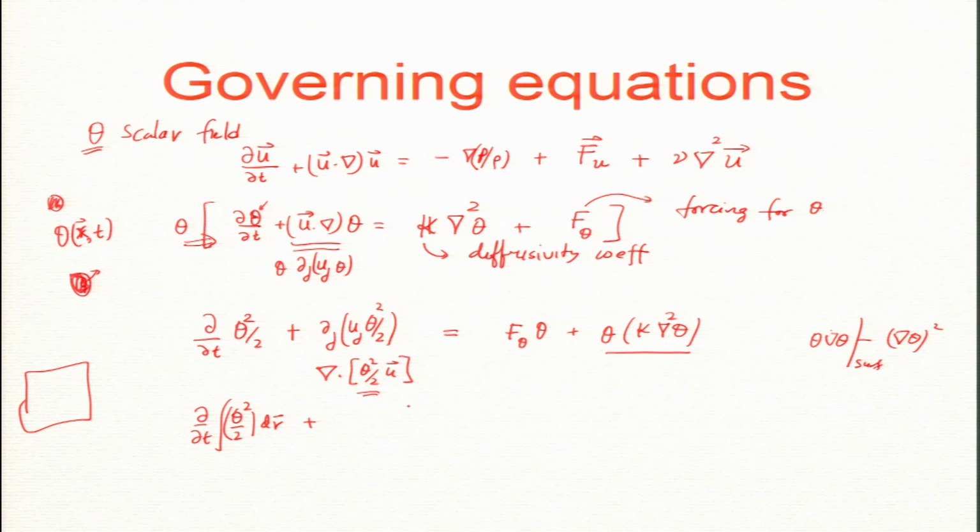What is this for periodic boundary condition? Integral of this is 0. With periodic boundary condition, I apply Gauss theorem, so it will be surface integral. Left surface, right surface will cancel, top surface, bottom surface will cancel. So, this term gives you 0 by Gauss theorem. Now, right hand side is of course f theta theta dr plus this one dr. Now, this term is the dissipation term.